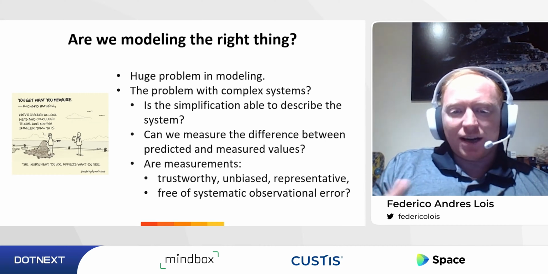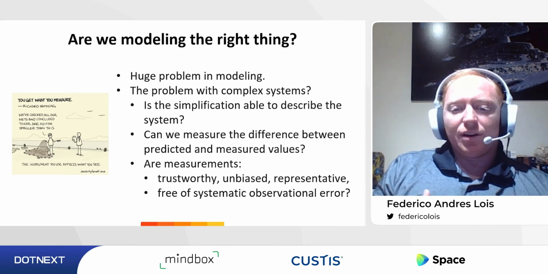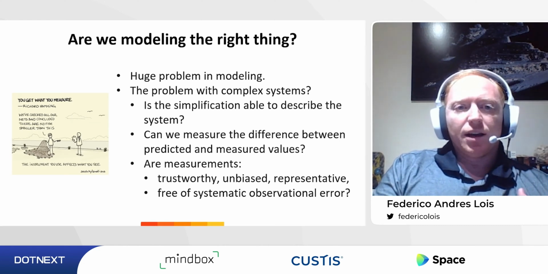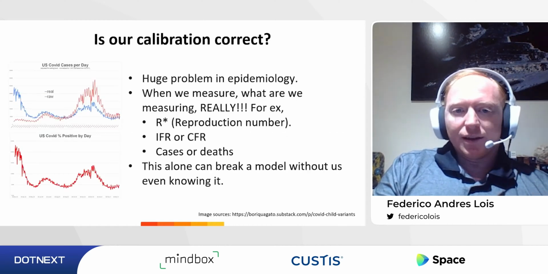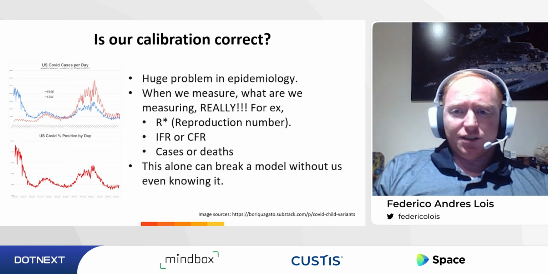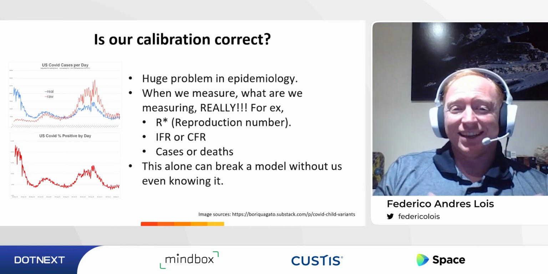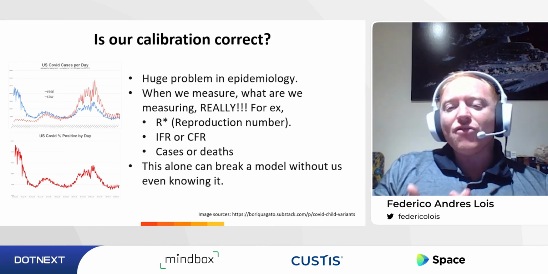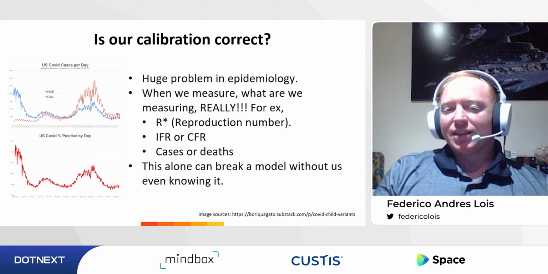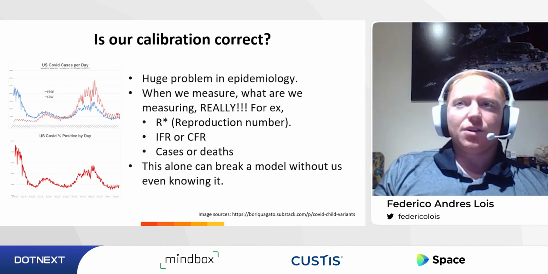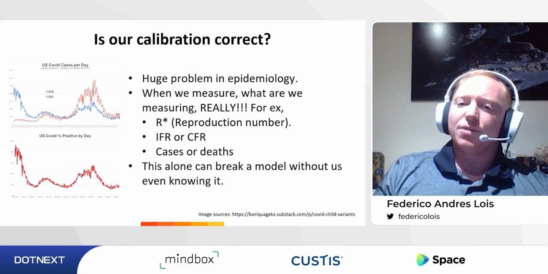And the other problem is that you have to be able to know if the measurement itself is free of systematic observational error. And that's not small. Also, we need to understand if our calibration is correct. And this is very important. When we measure, what are we really measuring? Say I tell you, I'm measuring cases. Yes, you're measuring cases, but how do you decide what a case is?